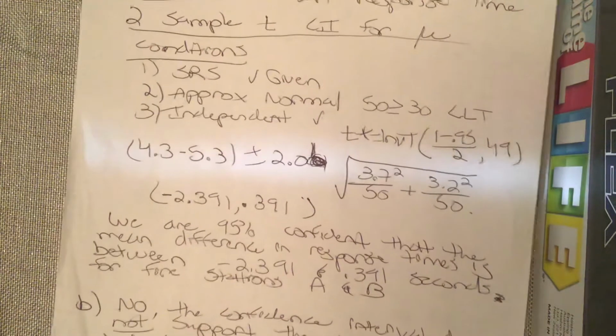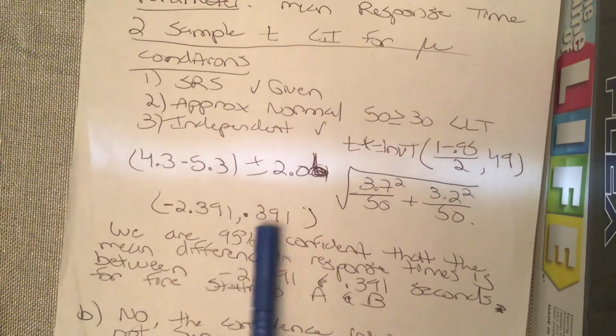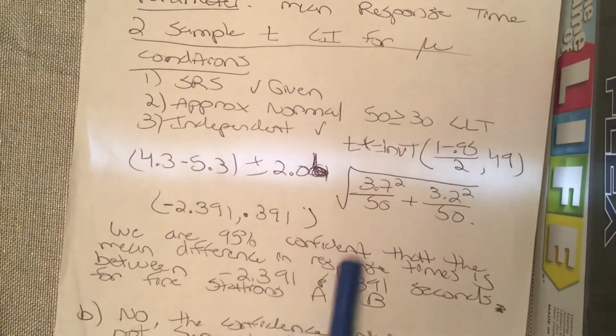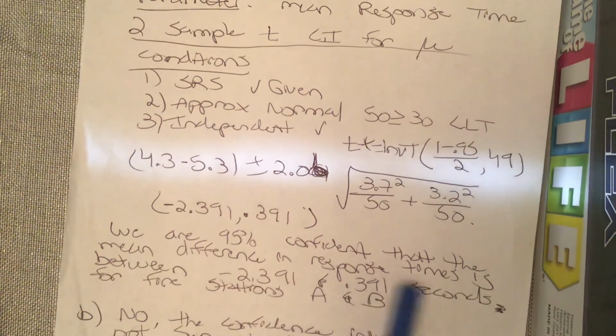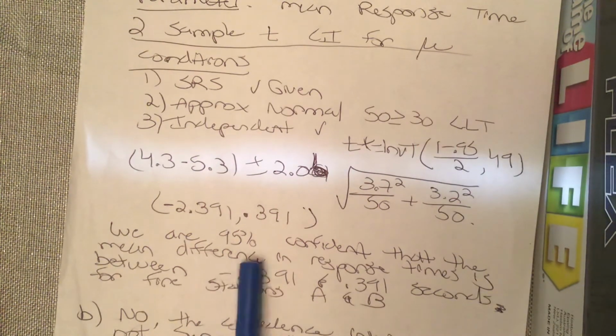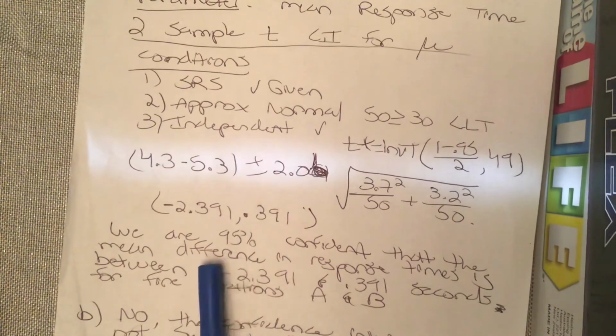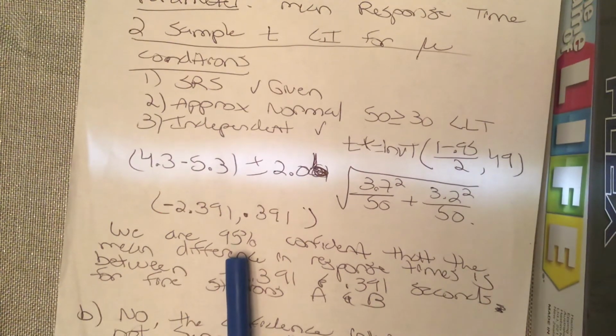And then my last step is to interpret. So we are 95% confident that the mean difference in response times is between negative 2.391 and 0.391 seconds for fire stations A and B. So it's the difference. Remember, anytime you're doing a two sample, you're really getting the mean difference in the response times. So that is part A.